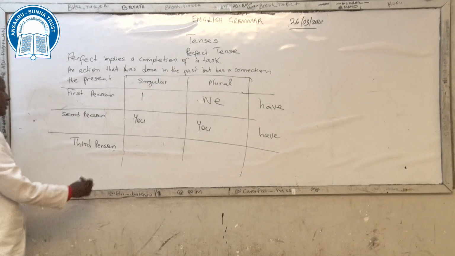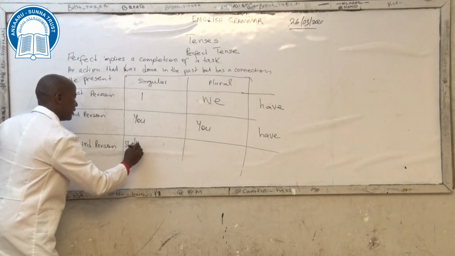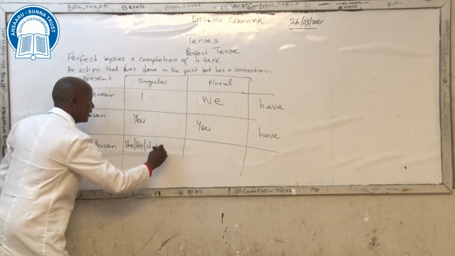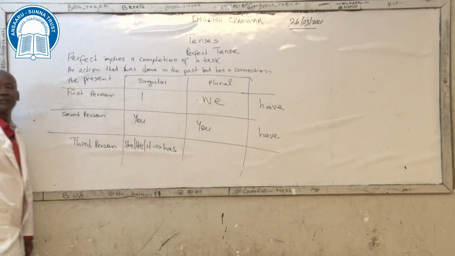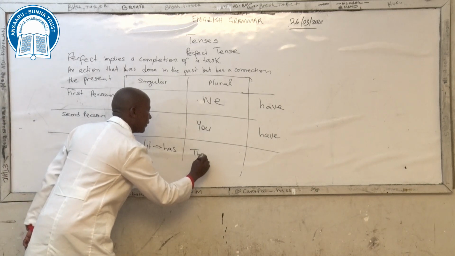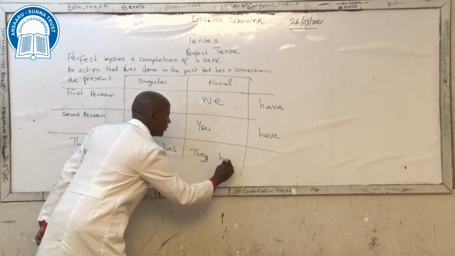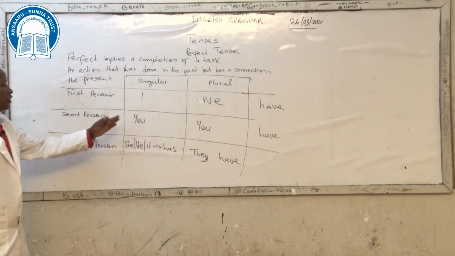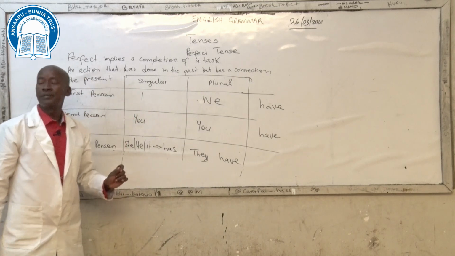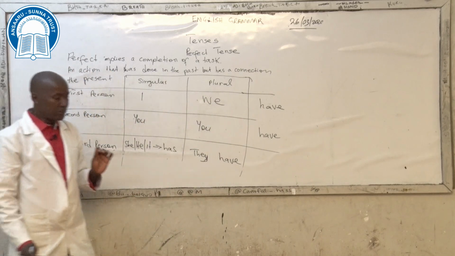Third person, she, he, and it as has. And then plural, they have. You have singular, you have plural. I have singular first person, we have plural. And we said in perfect, we say the main verb.